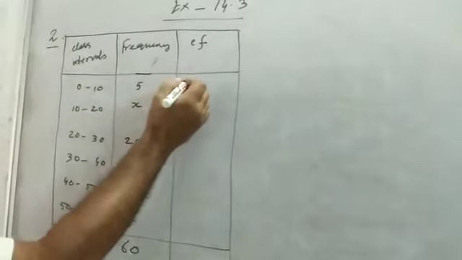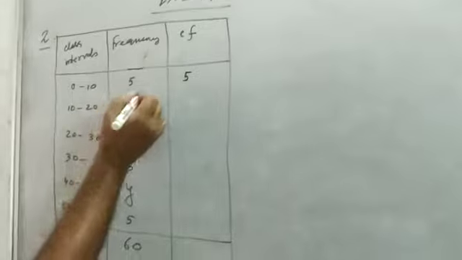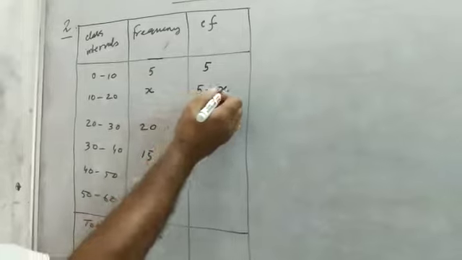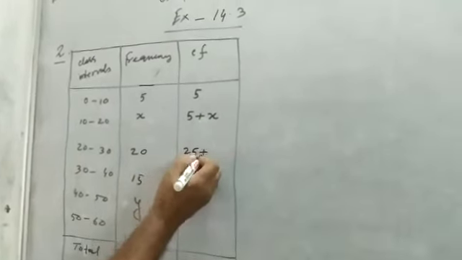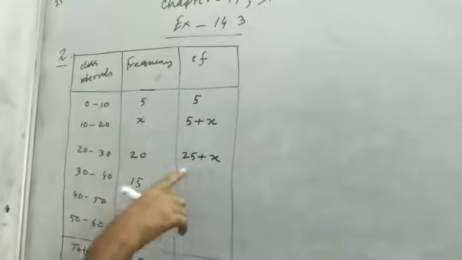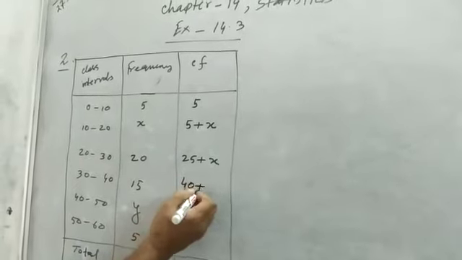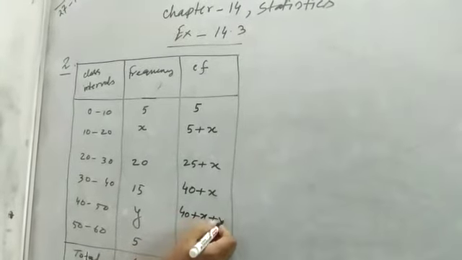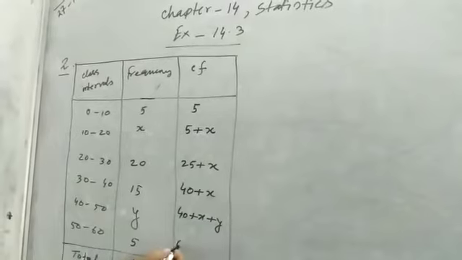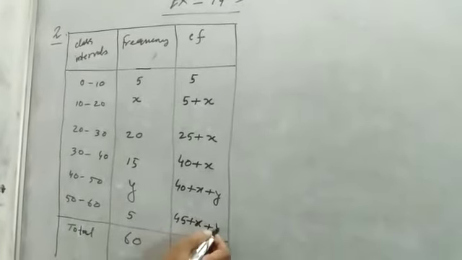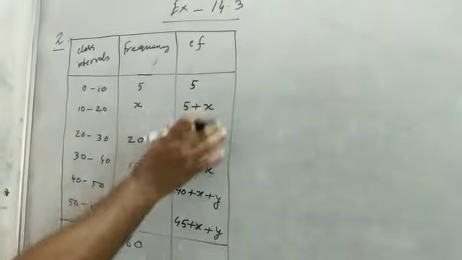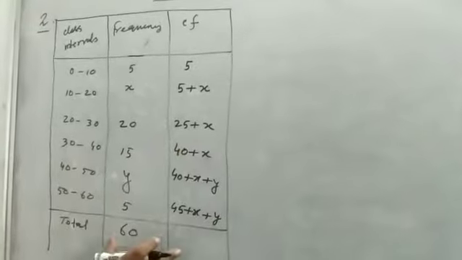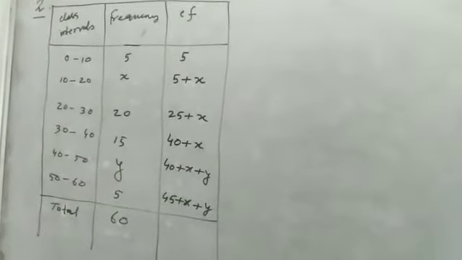So the first frequency will not change. Then 5 plus x. Then 5 plus x plus 20, it is 25 plus x. Now 25 plus x plus 15, it is 40 plus x. 40 plus x plus y. This term plus 5, it is 45 plus x plus y. So this is the CF, the cumulative frequency. Now the table is finished. Then we'll find the median class.